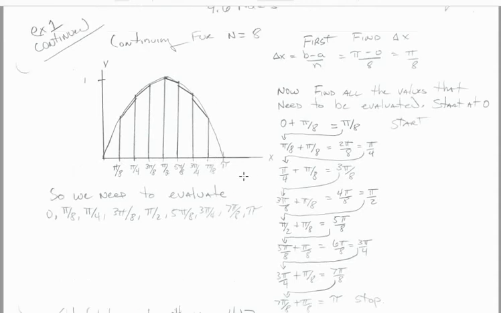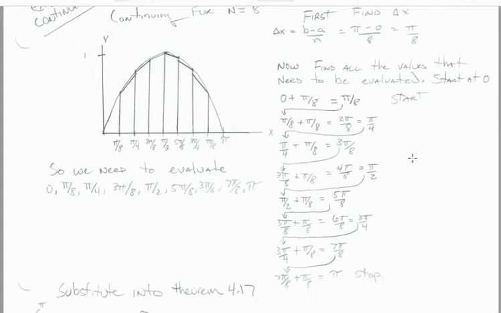So I've drawn the picture to kind of give you an idea of what's going on. Since we're doing this problem using n equals 8, you have to find the new delta x. Same procedure for finding delta x, b minus a over n. Okay, so it's pi minus 0 over 8. So we're going to get pi over 8 for that.